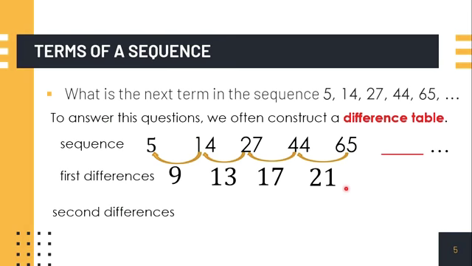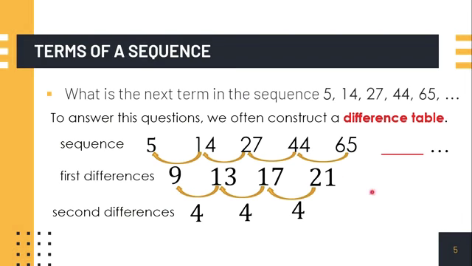That is our second differences. So, 13 minus 9, that is 4. 17 minus 13, that is 4. 21 minus 17, that is 4. Okay, as you can see, in our second differences, they are already equal. So, therefore, we can predict the next number here in the first differences.